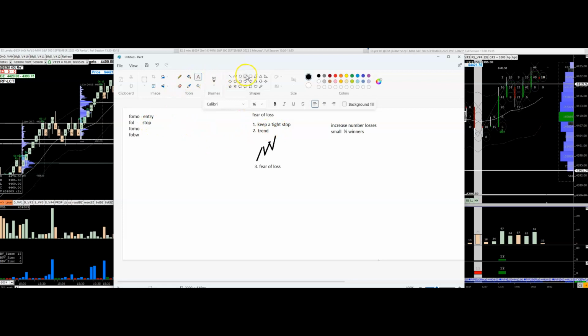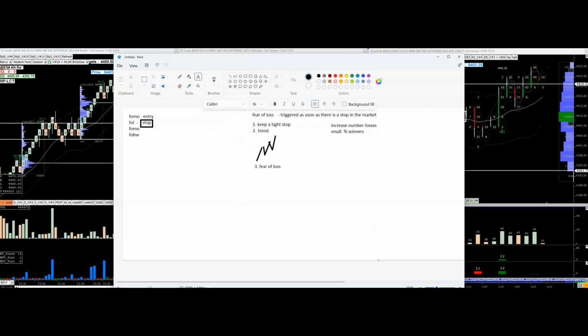Remember, the fear of loss operates on the stop. As soon as you have a stop in the market, chances are you will be influenced by fear of loss. Okay, so it gets triggered as soon as you have a stop in the market. Now, obviously, you need a stop in the market if it moves against you, but not knowing where to put it and this and that, I'll get to that. But the point is, as soon as there's a stop in the market, you are subject to the fear of loss. This emotion or this thought or whatever, this fear, it starts. No question about it.